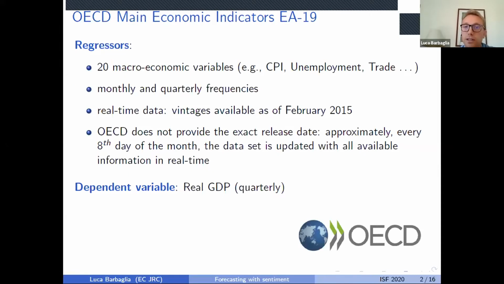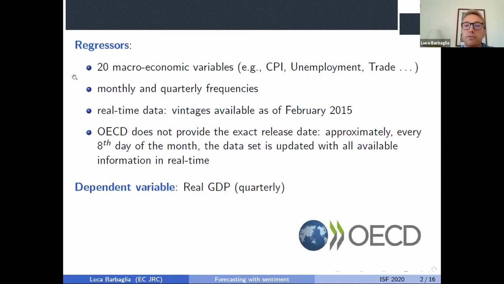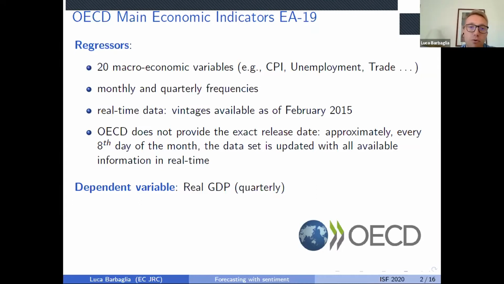Digging directly into the data, we have the macroeconomic variables that come from the OECD main economic indicators table. We have around 20 variables at monthly and quarterly frequencies, as of February 2015.